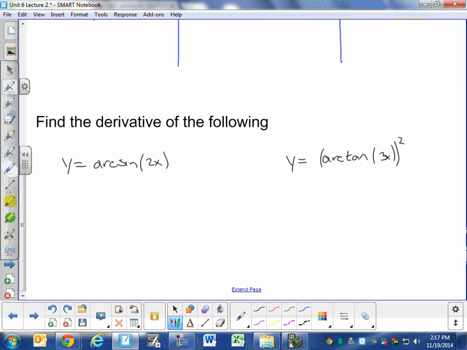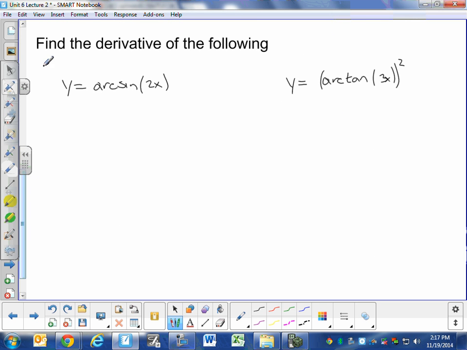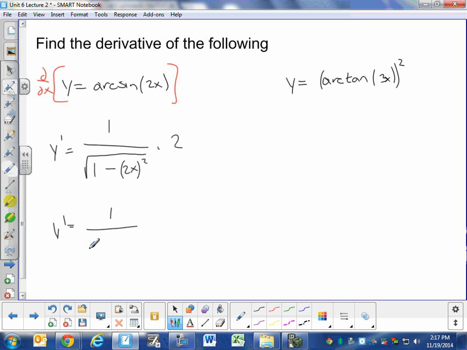Let's do a couple examples. Find the derivative of the following. This is arc sine of 2x. I want to take the derivative with respect to x of this. I'd get y prime, or dy/dx, is equal to 1 over root 1 minus my function squared, times the derivative of my function, which is 2. If we simplify, we have 1 over root 1 minus 4x squared with a 2 up top.